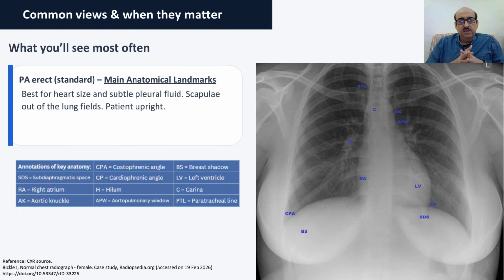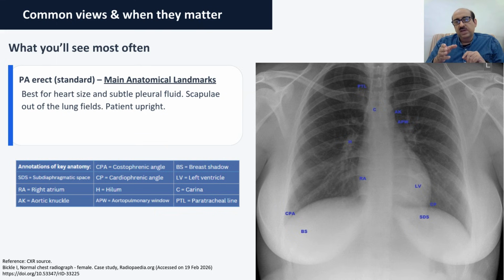So in this slide, you can see the annotations of the key anatomy given in the table on the left side. But if you follow the right side of the heart, on top you have the PTL, the paratracheal line. Then C is the carina, where the trachea divides into two, right main bronchus and left main bronchus. The angle is a carina. Then follow the carina down. You will see H, which is a hilum. So on both sides it's a hilum.